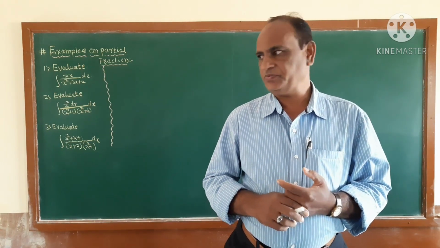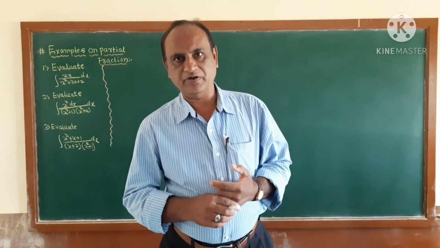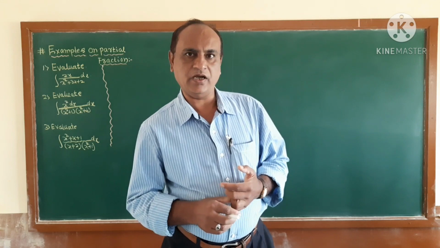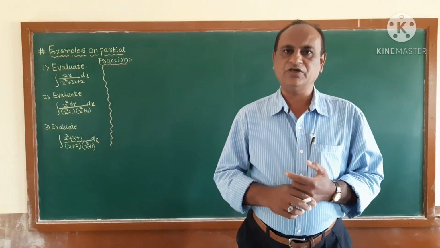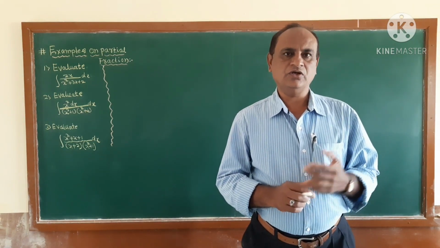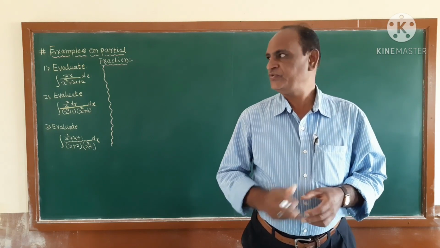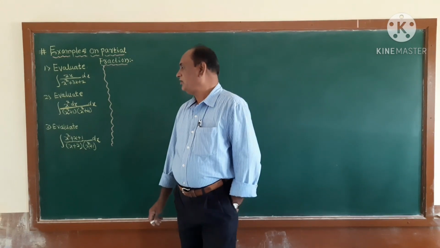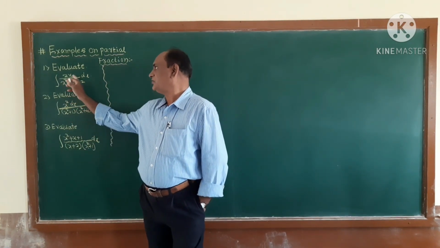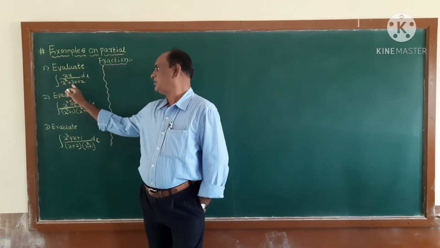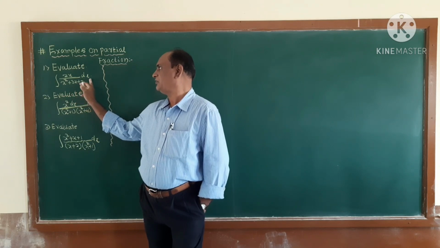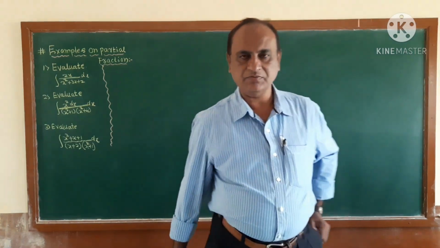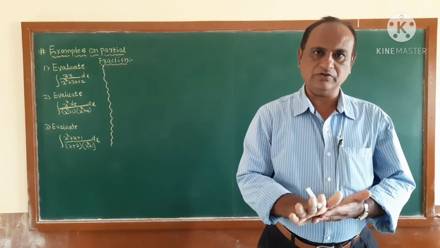Okay, in the last period only one problem, based on rule number 1, was completed. Today I want to discuss another 3 examples based on these 5 rules. In the first problem, evaluate the integral of 2x divided by x square plus 3x plus 2, dx. First your duty is to identify whether it is a proper or improper fraction.